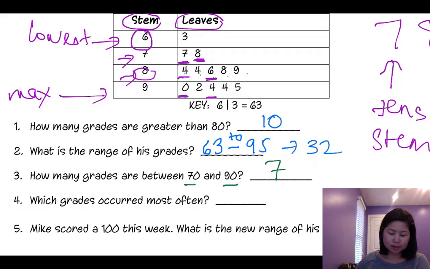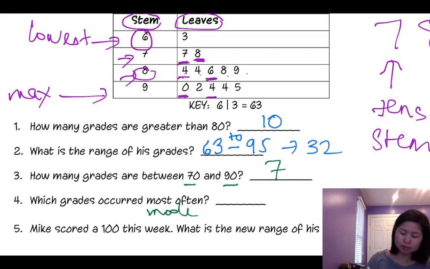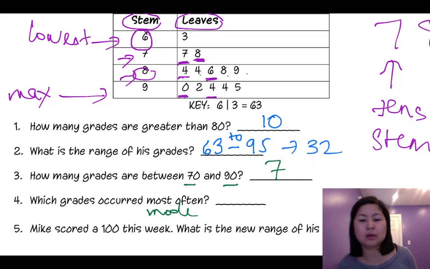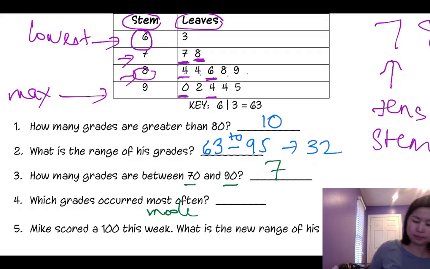Which grades occur most often? And this is another name for something that we talked about last time, the mode. Something that happened more than the rest of the values. So which grade occurs most often in here? It's possible that we may have more than one. It's okay. Don't freak out.